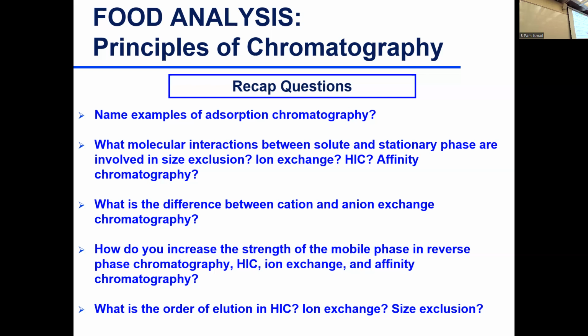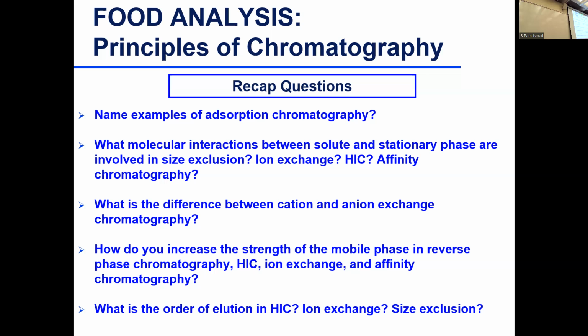In ion exchange chromatography, how do we increase the strength of the mobile phase? Do I want to increase both the pH and the salt concentration? You change the pH and increase the salt concentration. The pH, sometimes you increase it, sometimes you decrease it, so it can go either way. But yes, it's a change in pH and an increase in salt concentration.